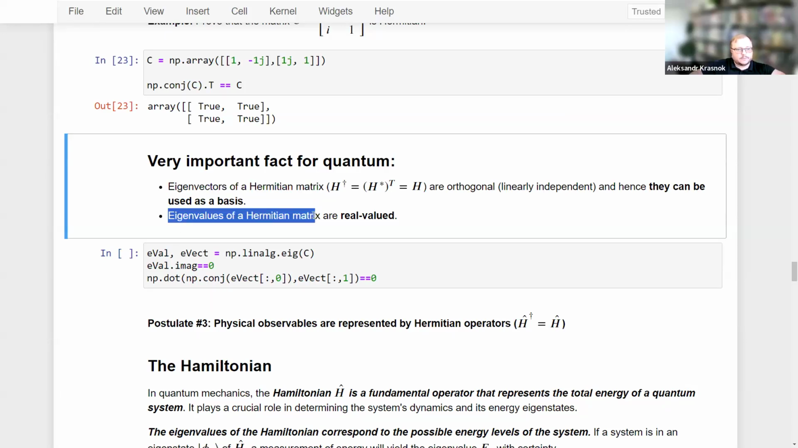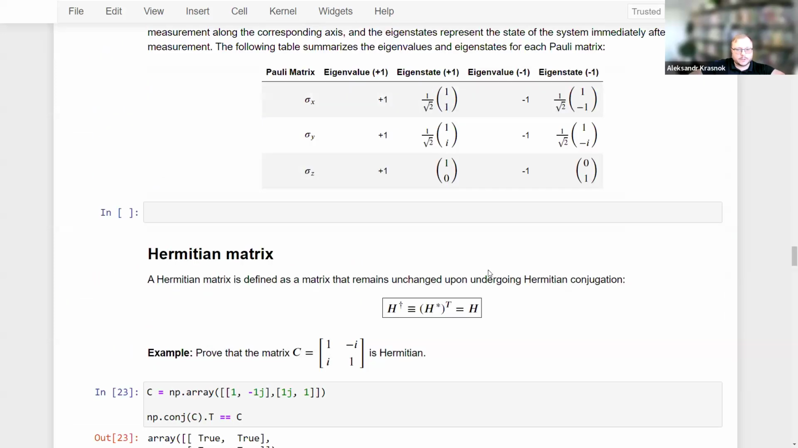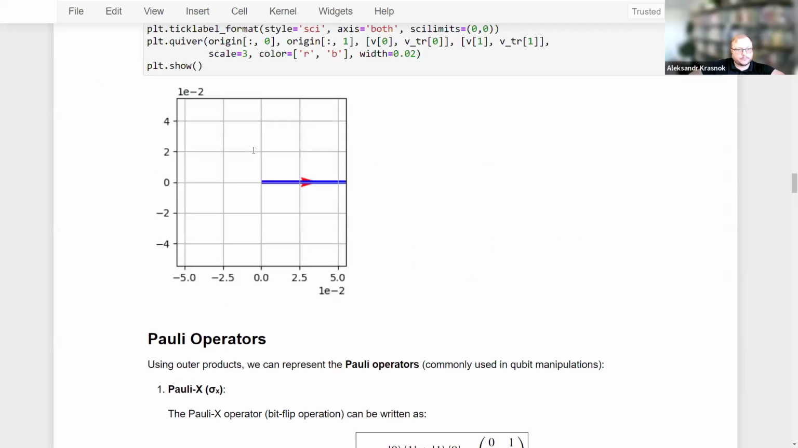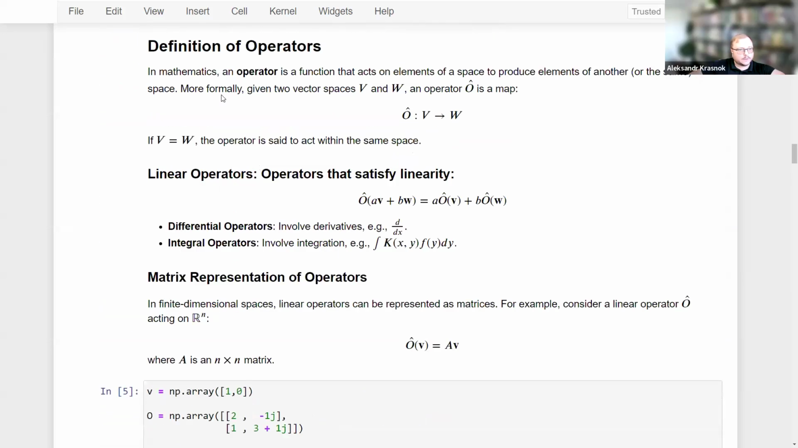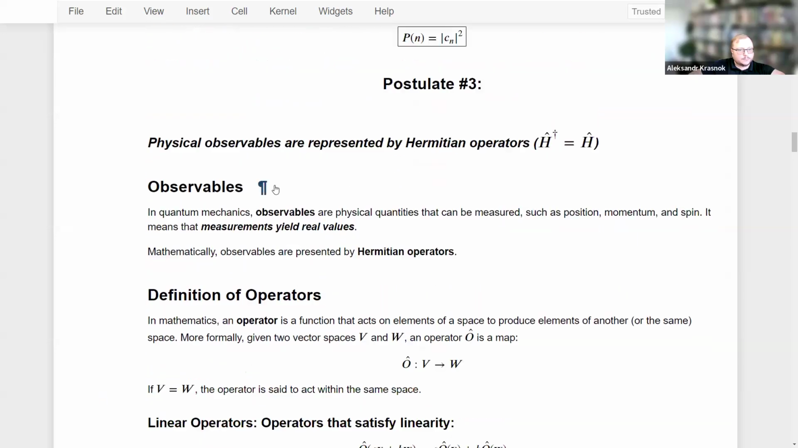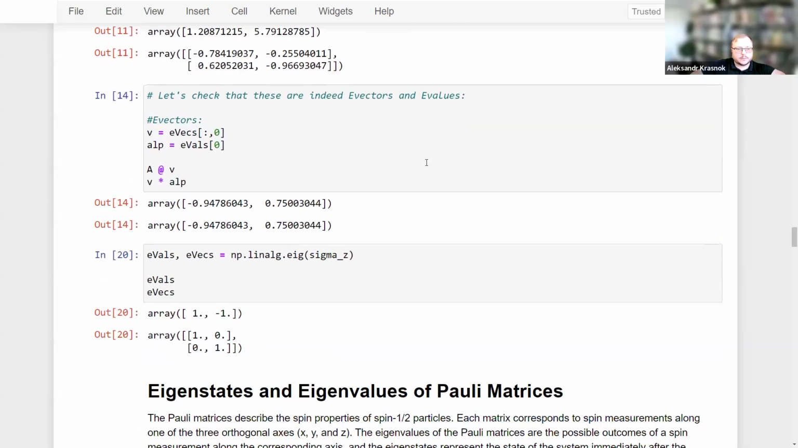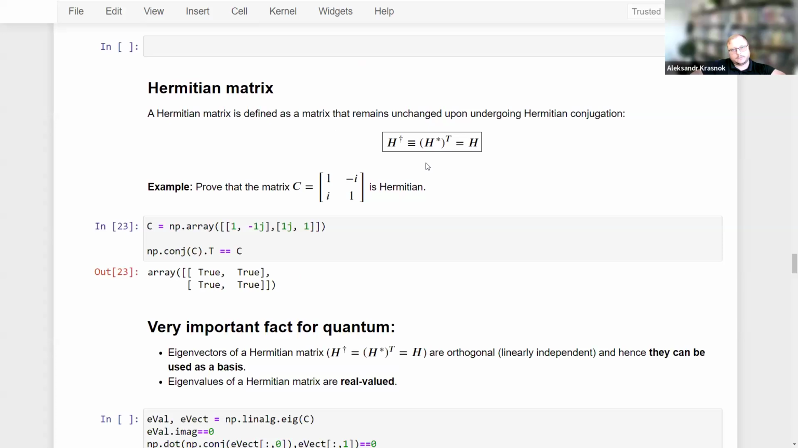And the second one is that eigenvalues of a Hermitian matrix are real valued. Real valued means that we can use them to represent observables. Here we said that observables must be real valued because this is what we measure in experiment. It means that observables can be represented by Hermitian operators.